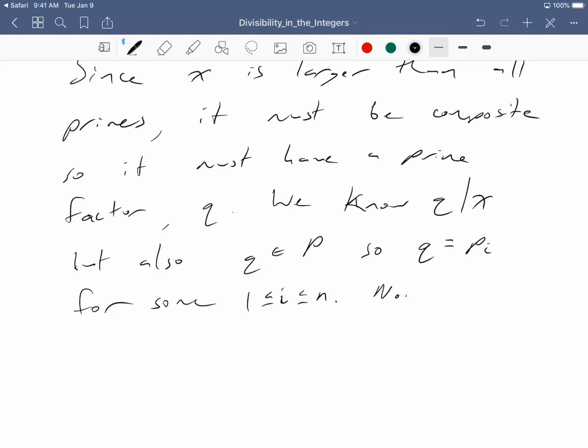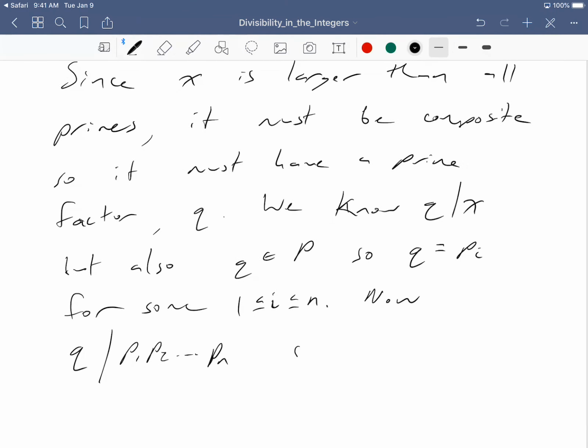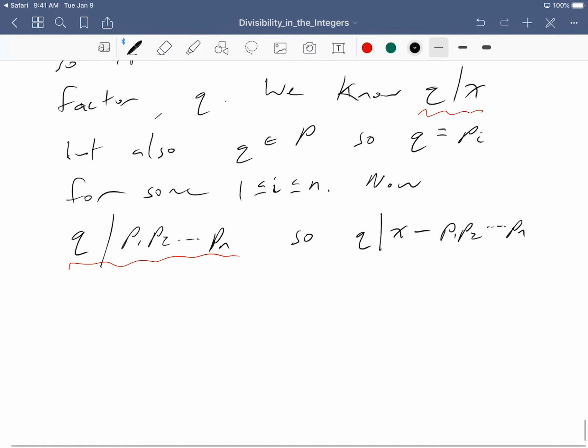All right, so now Q divides the product of all of these primes because it's one of them, right? So Q is on that list somewhere, and so that means Q divides the product of all of those things. But now we have two things that we can put together. Q divides X and Q divides the product of all the primes. So Q divides x minus the product of all the primes. But x was the product of all the primes plus 1. Okay, so putting this together, this means Q divides 1.